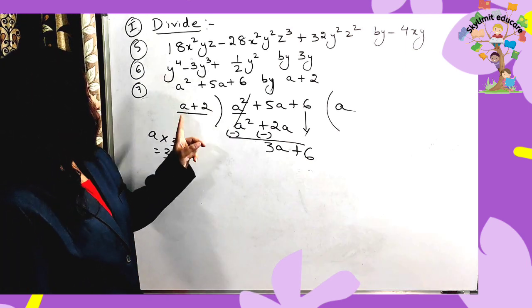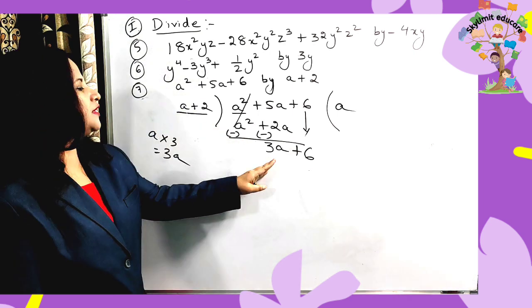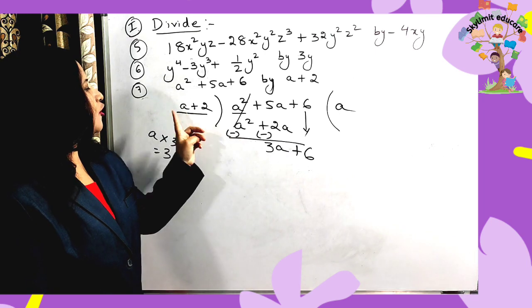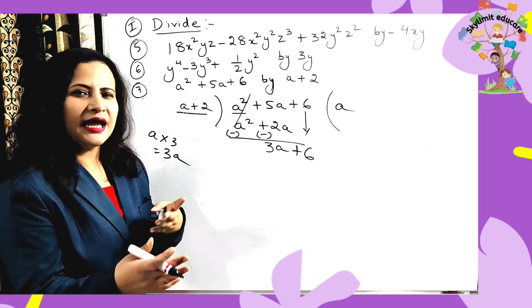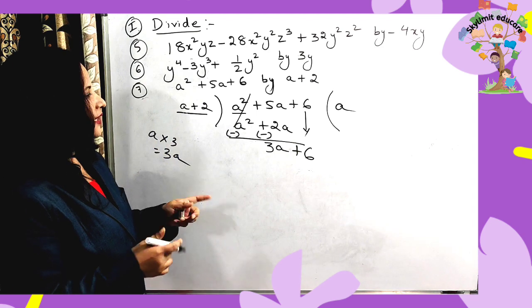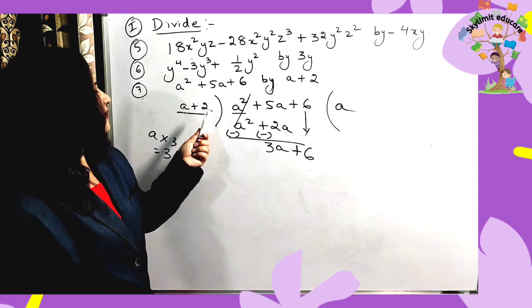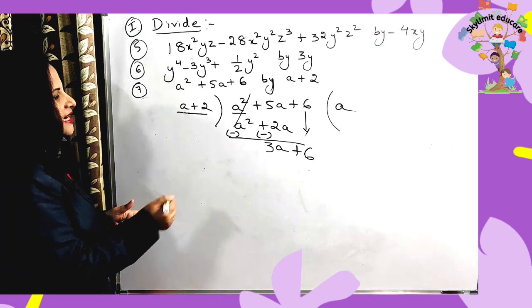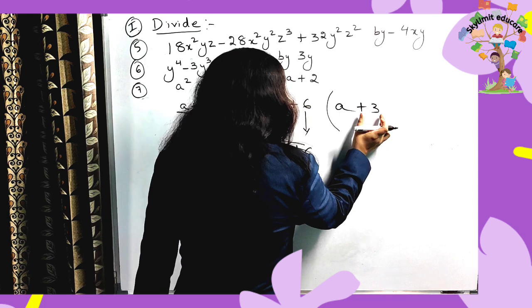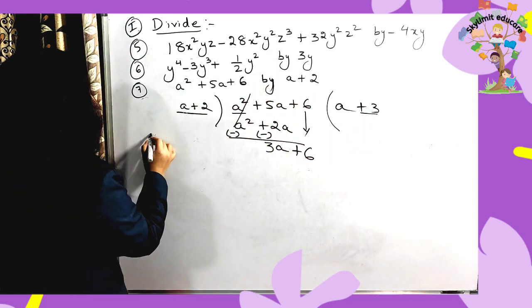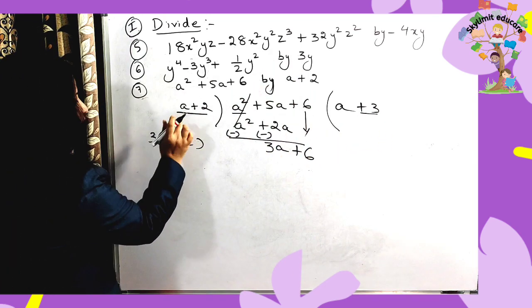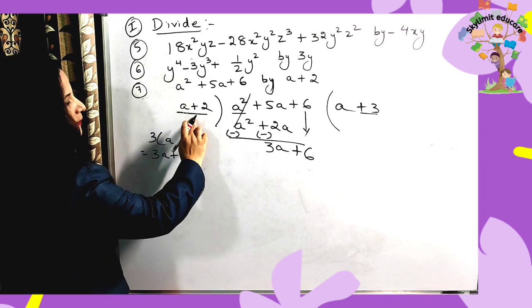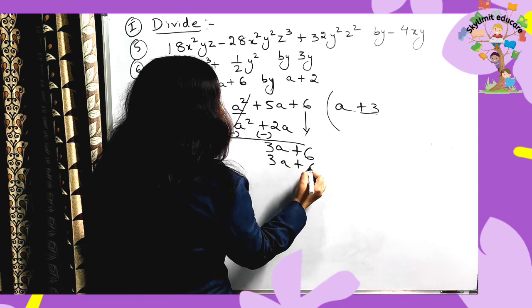Yes or no? Focus on the first term of both, the first term of the dividend and the first term of the divisor. How will you get 3a from a? By multiplying 3 to a, you will get 3a. So that means this 3 is not only multiplied to a, but 3 will also be multiplied to what? Plus 2, or not? All the signs are plus, so I will simply write plus 3. This plus 3 will be multiplied to the whole of a plus 2, so I will get 3a plus 6.